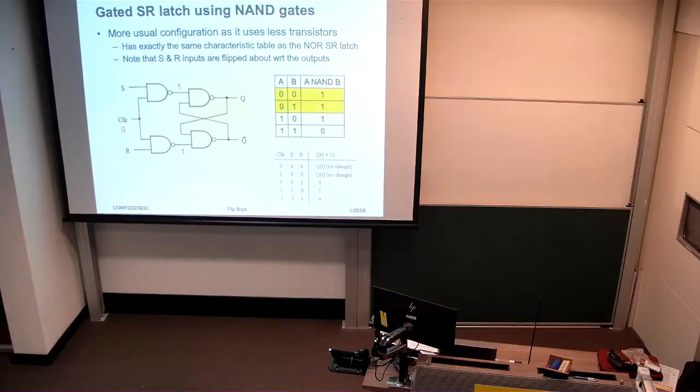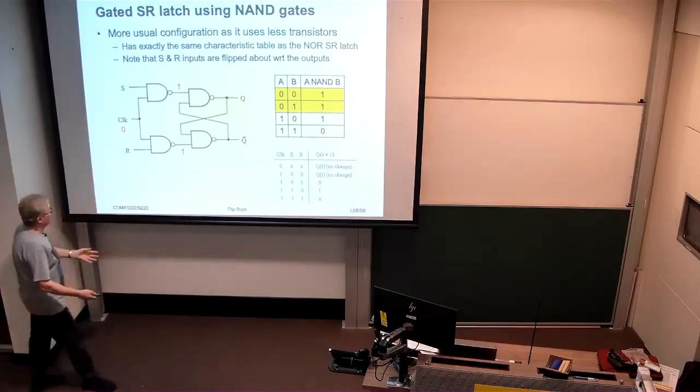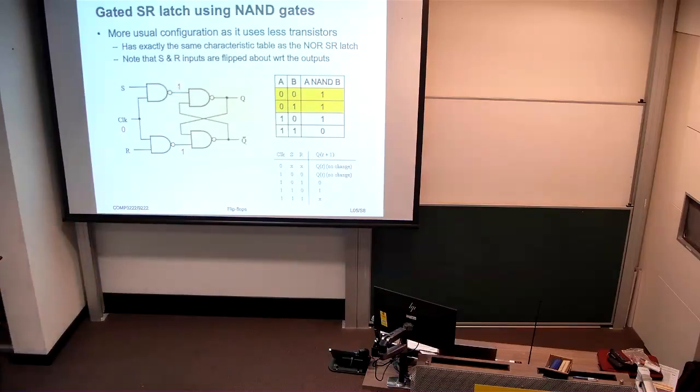In terms of the behavior, NAND gates are slightly different to NOR gates. In this case, when any input to a NAND gate is 0, then its output is going to be 1, right? So if one of the inputs is 0, the output of the NAND gate is going to be 1.